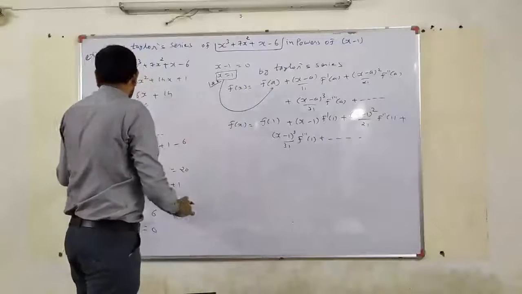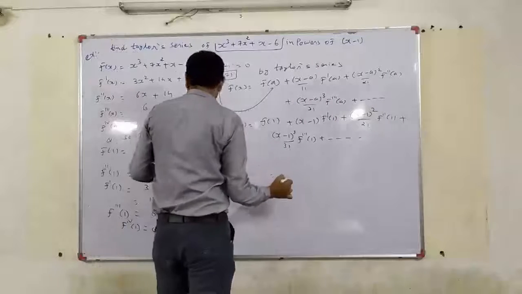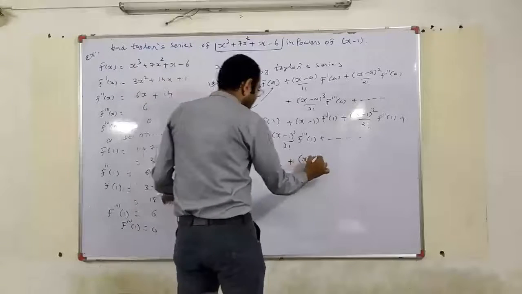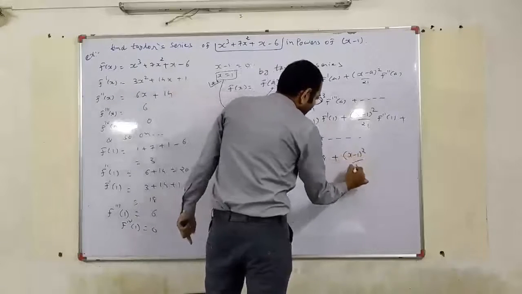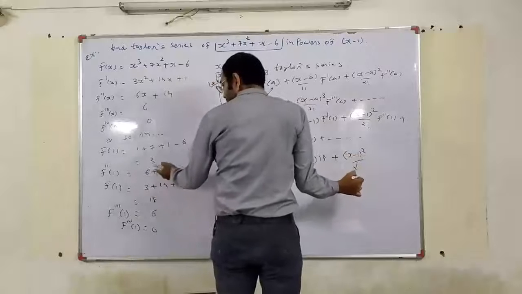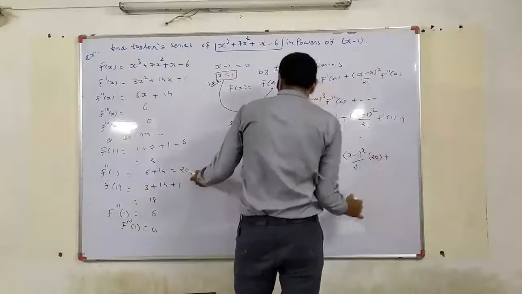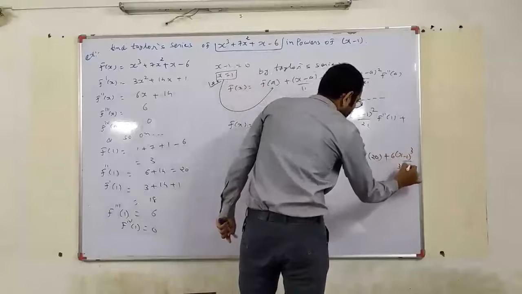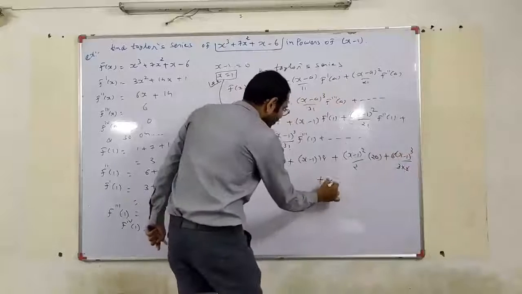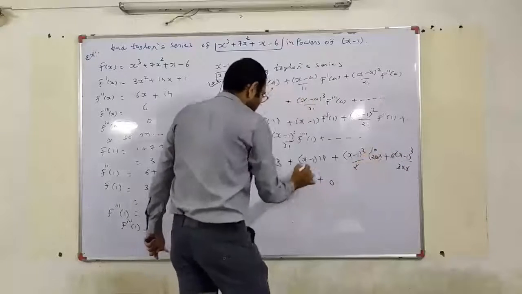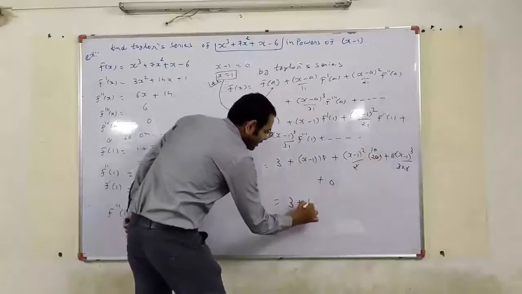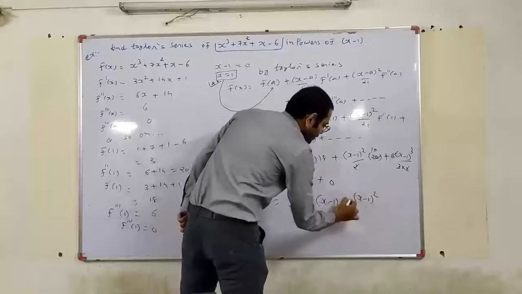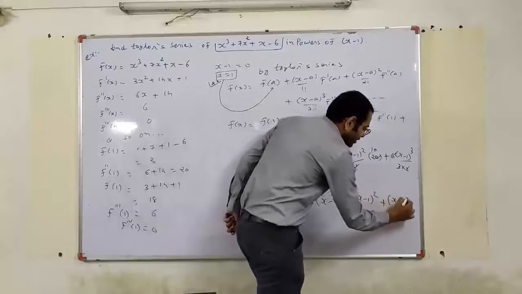Now substitute these values in this equation: f of 1, that is 3, plus x minus 1 times f dash 1, that is 18, plus x minus 1 whole square divided by 2 factorial, that is 2, times f double dash, that is 20, plus the third derivative, that is 6, in x minus 1 raised to 3 by 3 into 2, this one is cancelled out, and the fourth derivative is 0. Then our Taylor series is 3 plus 18 times x minus 1 plus x minus 1 whole square into 10 plus x minus 1 whole cube.